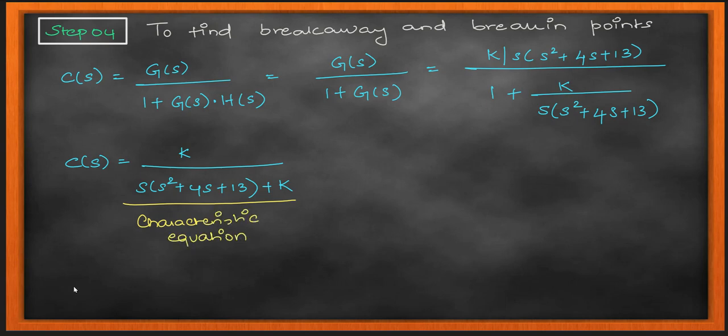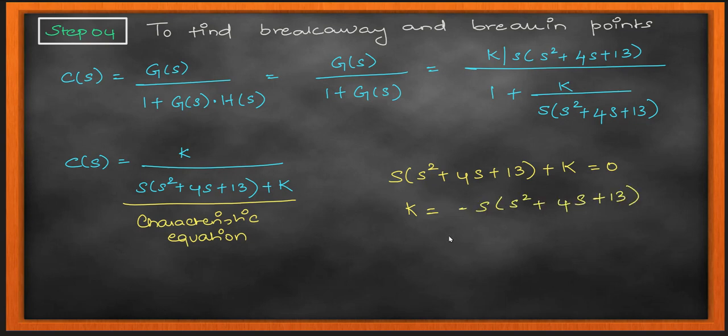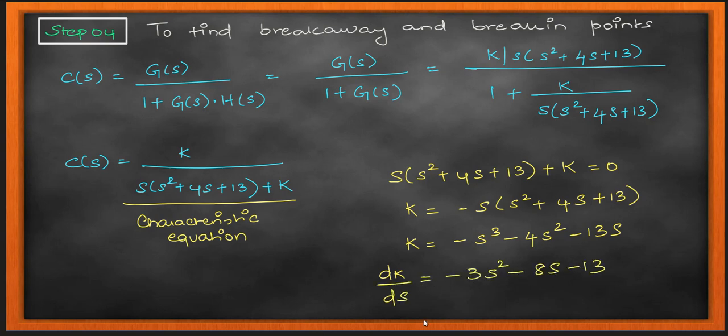So the breakaway or the break-in point is computed from the characteristic equation. The characteristic equation is C(S) equal to G(S) divided by 1 plus G(S) into H(S). From that characteristic equation, you get K equal to minus S into (S square plus 4S plus 13). Then you take the differential of this K, that is dK by dS, and then you find the value for K.